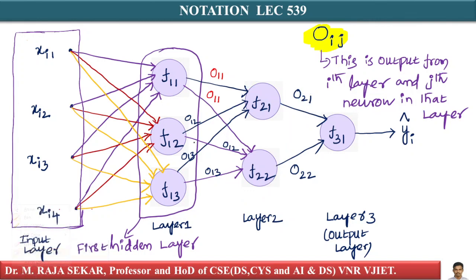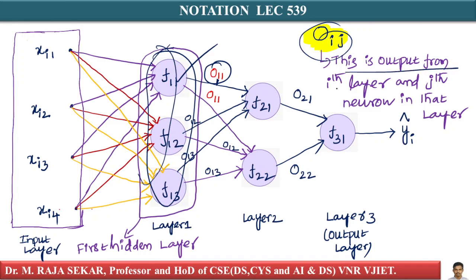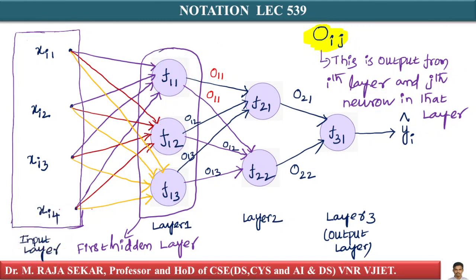O_ij represents output. For example, O11. This is output from the ith layer; i means 1, the first layer. This is the output of the first layer, and the jth neuron. j means what? 1. From which neuron? This is the first neuron. It's simple. O_ij means this is the output from the ith layer and the jth neuron in that layer. The jth neuron in that layer means in the corresponding layer. I think it is simple and straightforward.